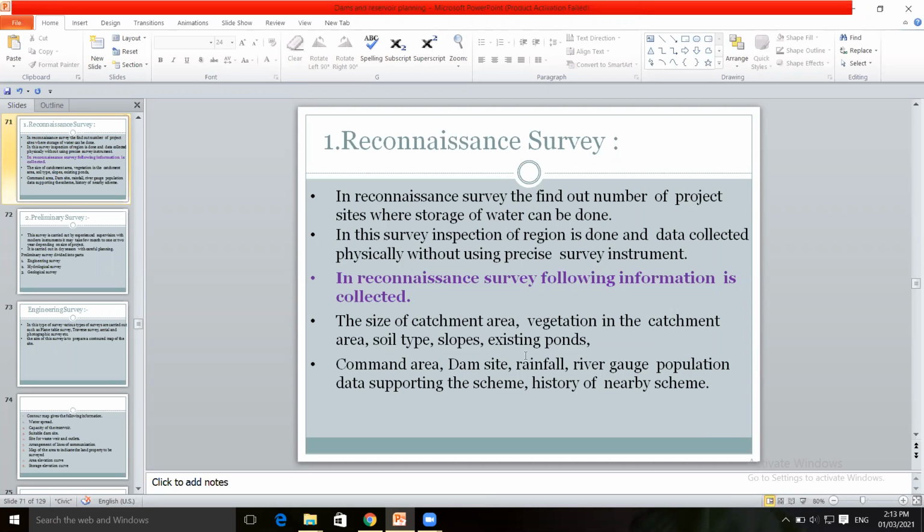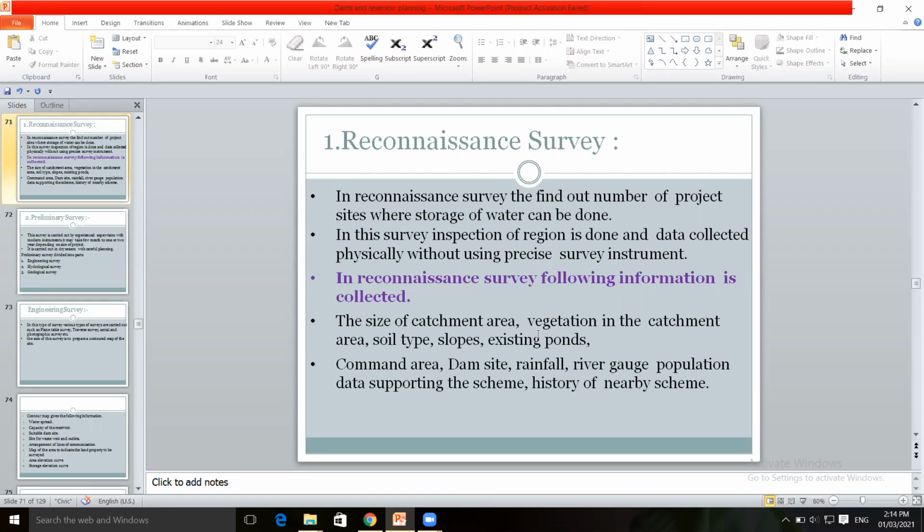Then whether existing ponds are there or not, ponds or lakes, any permanent structures, or at the side of the river, the number of villages which are located, areas, properties of the land, geological features are studied, faults, cracks, fissures present in that area. Geological study is done by the geologist.